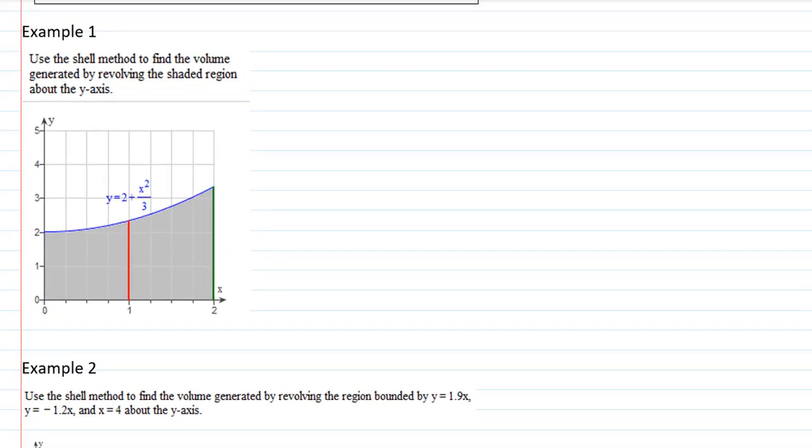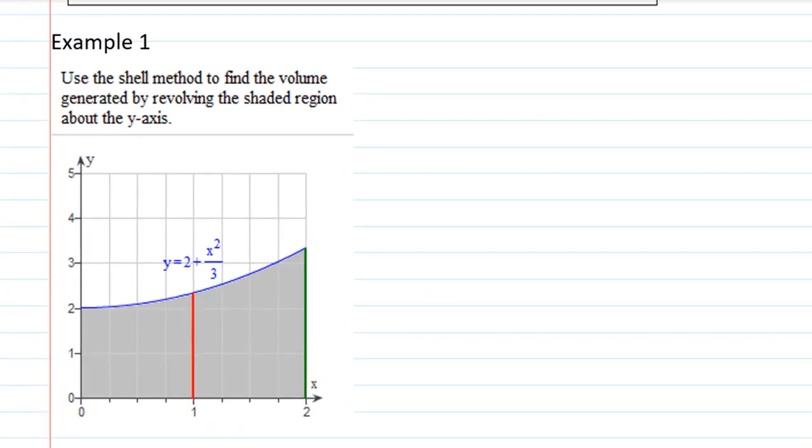So let's look at an example problem. In example 1, we're told to use the shell method to find the volume generated by revolving the shaded region about the y-axis. So we're going to be revolving this region about the y-axis. I have already drawn in our representative rectangle. Notice this red line right here is parallel to the axis of revolution. That means that our thickness is going to be a delta x. The radius that we need then for this rectangle is going to be the distance from the axis of revolution to that rectangle as that rectangle slides along from 0 to 2, because the bounds on our integral are going to go from 0 to 2.